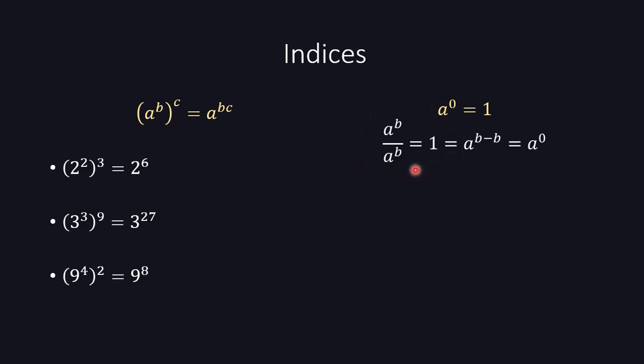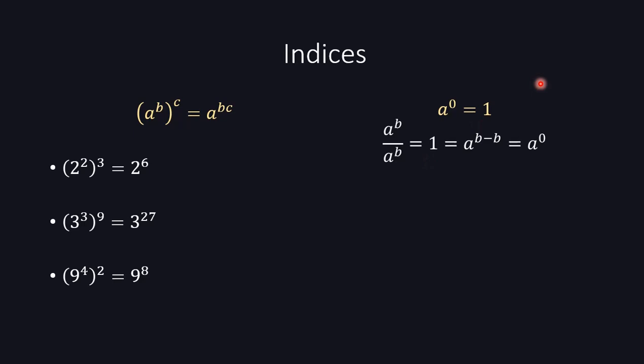And by the rules of indices, we know that a raised to the power b divided by a raised to the power b can be written as a raised to the power b minus b, because this was one of the rules that we discussed earlier. And this expression is equal to a raised to the power 0. So a raised to the power 0 is equal to this expression, and since this expression was equal to 1, I know that a raised to the power 0 is equal to 1 as well.